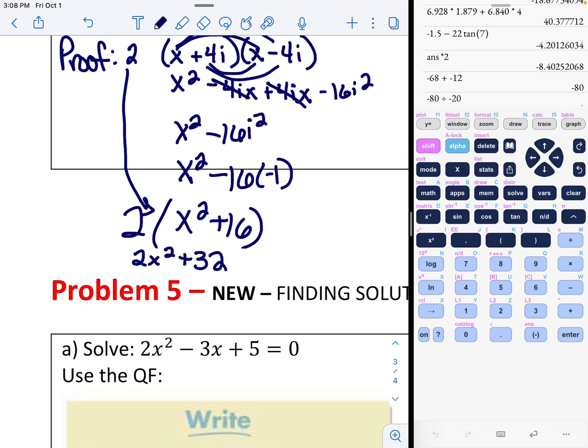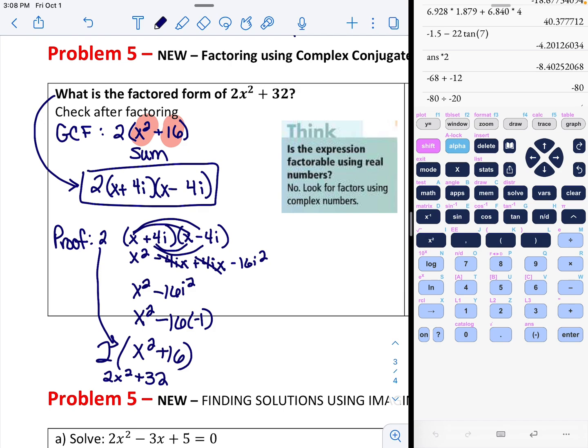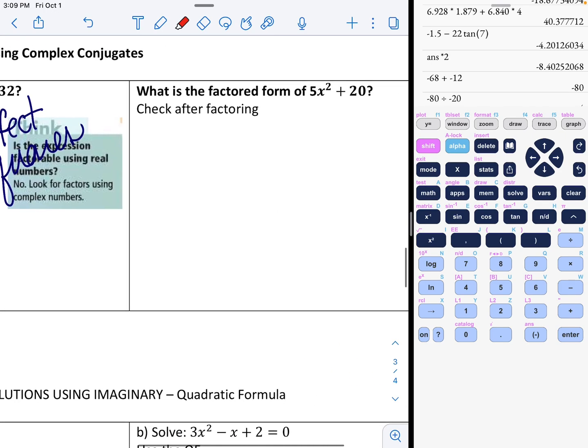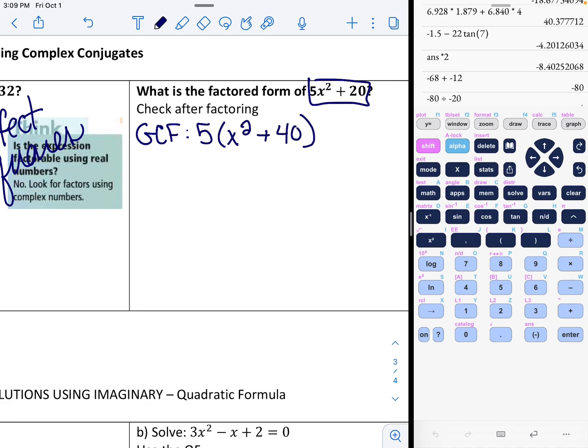So the only way to factor the sum of perfect squares is to use imaginaries. Again, this is the answer. Everything underneath was the proof. We're going to do that again. The GCF of this binomial is 5. Take it out. And when I say take it out, it's like factor it out, divide it out. And now I see the sum. Oh, I didn't divide very well, did I? That should be x squared plus 4.